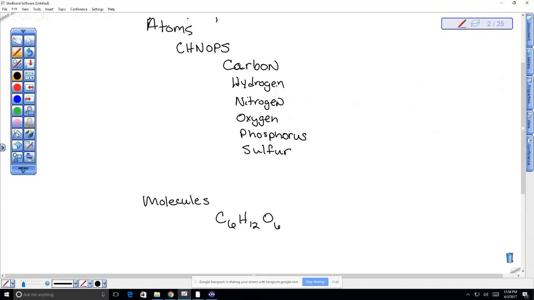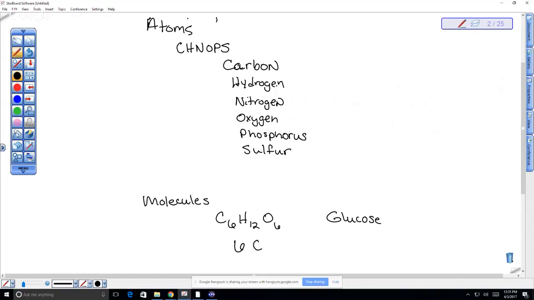Does anybody know what this molecule is? It's actually one of two things. Carbon? Nope. That's 6 carbons, 12 hydrogens, and 6 oxygens. Anybody know? This is glucose. Okay. So what those numbers mean is that in this particular molecule, we have 6 carbon, 12 hydrogen, and 6 oxygen.